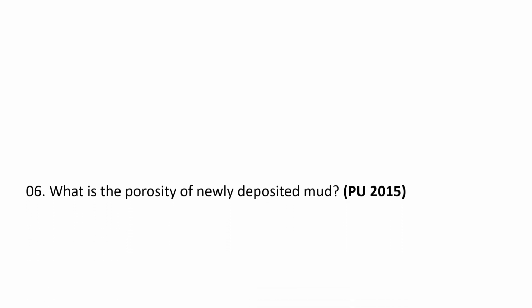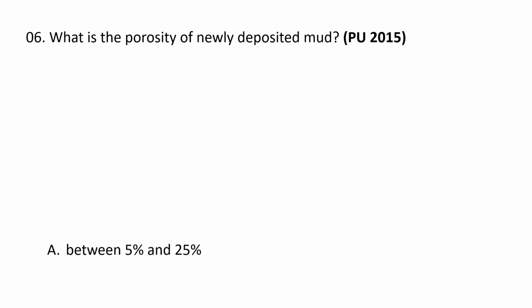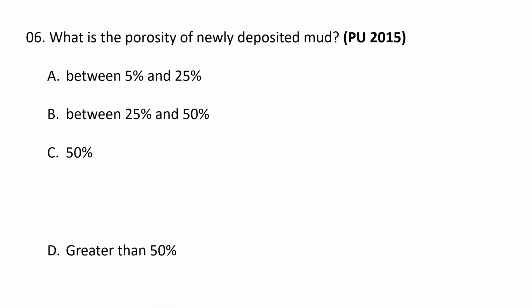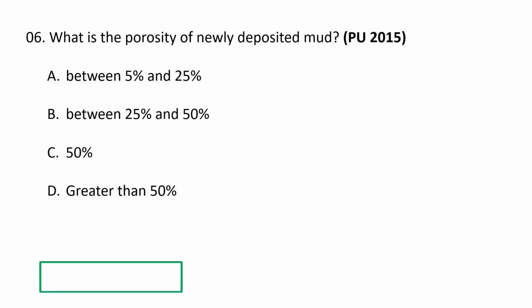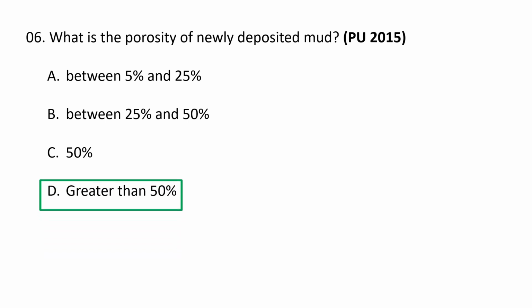Next question. What is the porosity of newly deposited mud? A. Between 5% and 25%, B. Between 25% and 50%, C. 50%, and D. Greater than 50%. The option is D, greater than 50%. Newly deposited mud typically exhibits very high porosity, often exceeding 60%, and it can even reach upwards of 70%. That's why option D, greater than 50%, is the correct answer.